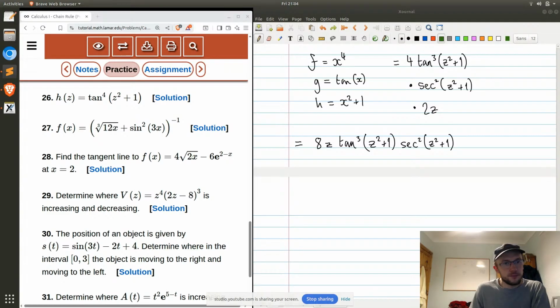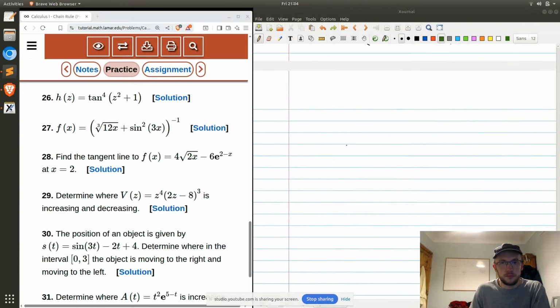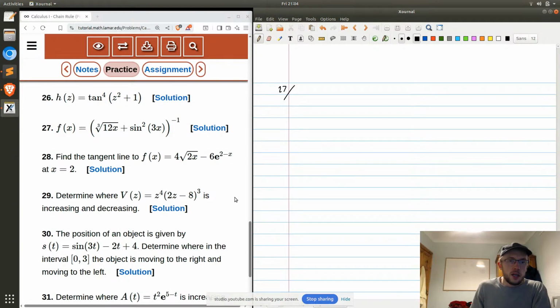27. f of x is the cube root of (12x plus sine squared of 3x), all of that to the negative 1.